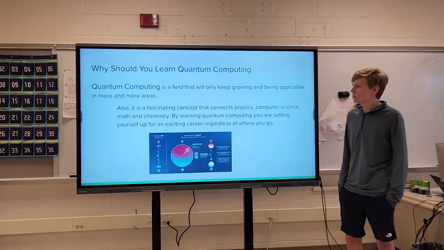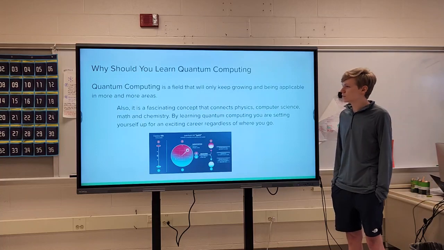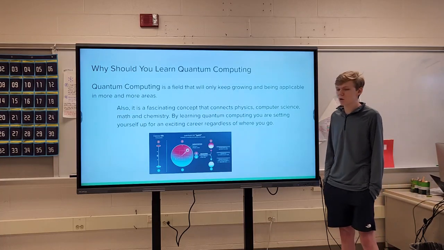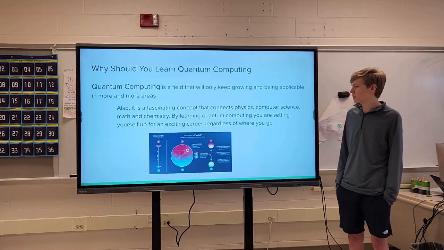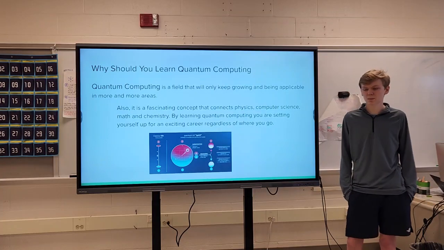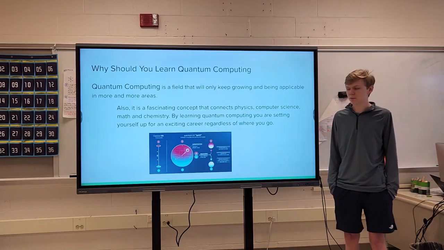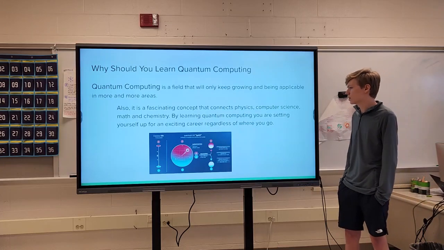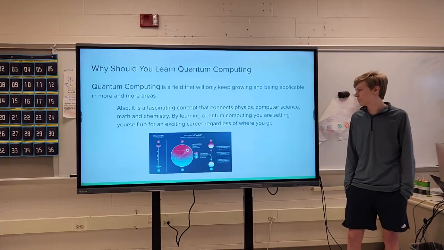Why should you learn quantum computing? It's a field that will only keep growing and being applicable in more and more other fields. Also, it's fascinating and connects physics, computer science, math, and chemistry. By learning quantum computing, you're setting yourself up for an exciting career.